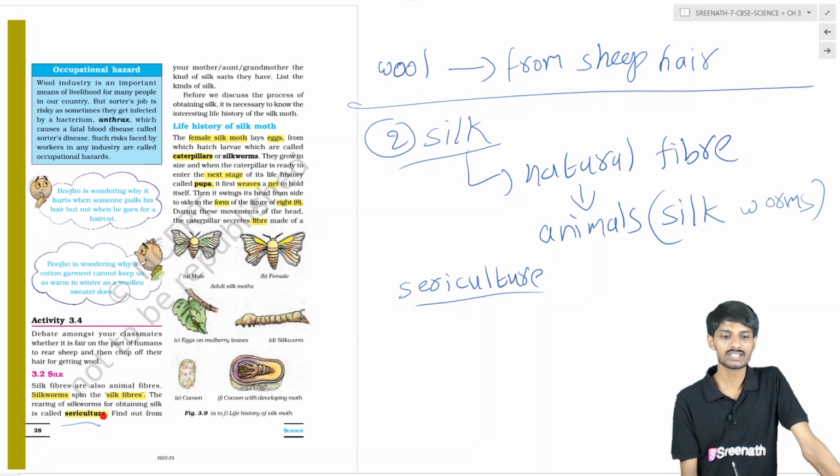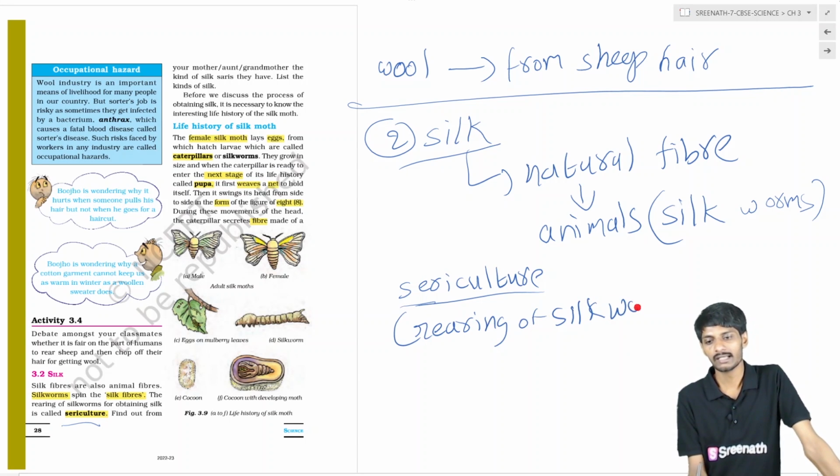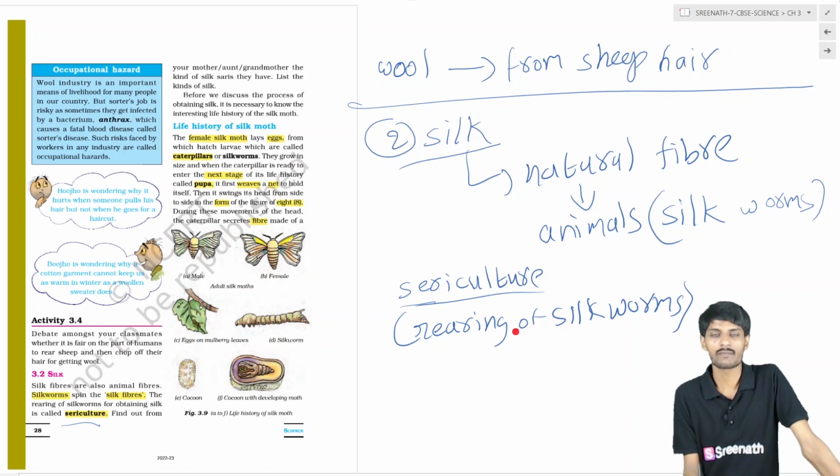So the rearing of silkworms for obtaining silk is called sericulture. Basically, sericulture is selecting and rearing of silkworms. We will be rearing silkworms and feeding those silkworms. This process we call sericulture.